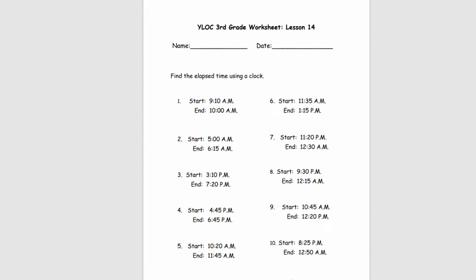Today we'll be going over the WildLock third grade worksheet, lesson number 4. And to start off, we're going to be finding the elapsed time using a clock. So, look at number 1.